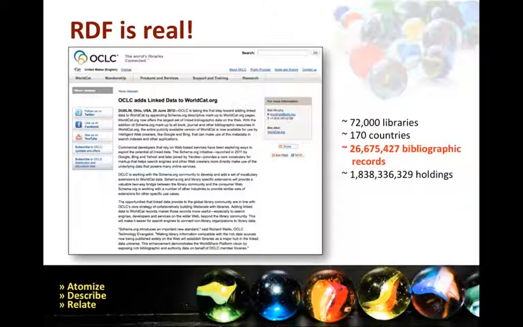And just so you know that it's absolutely real, last week, OCLC, the largest bibliographic utility in the world, published all 26 million of its bibliographic records for 72,000 libraries in 170 countries in RDF on the open web, so they can be linked to and discovered through the browser.